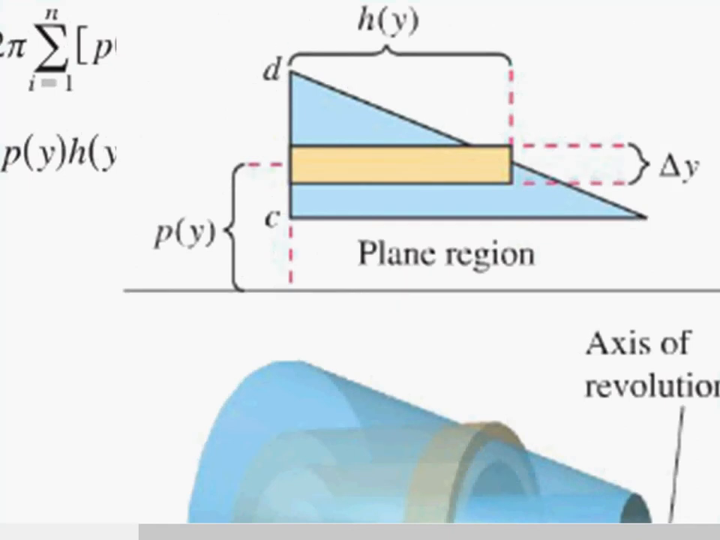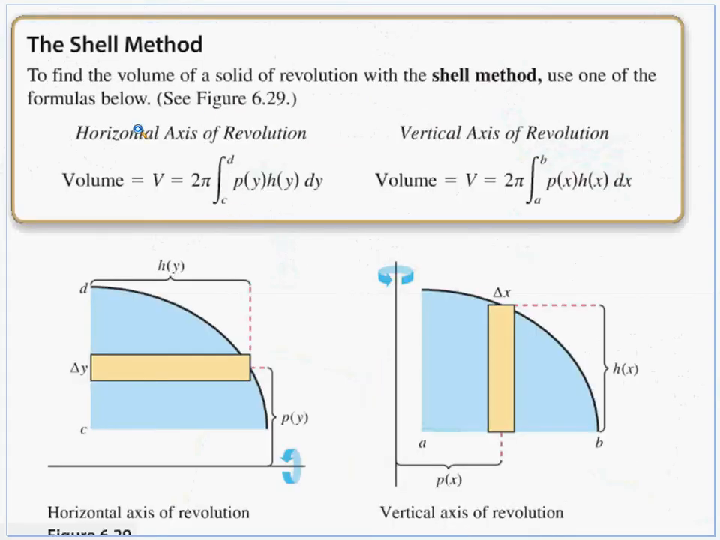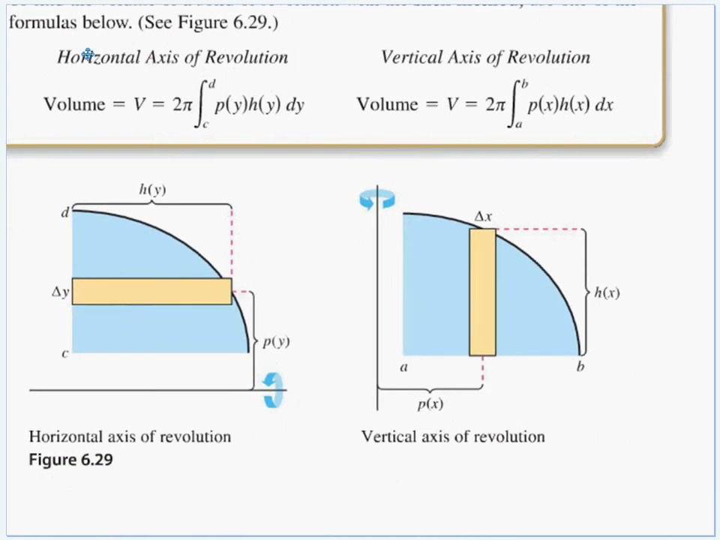So here is the shell method to either axis. To find the volume of a solid of revolution with the shell method, use one of these formulas. If your axis of revolution is horizontal, here we are rotating around the x-axis, so we will be perpendicular to the y-axis. So our formula is p of y, the distance from the axis of rotation, h of y, the length or height of our representative rectangle, and then dy.